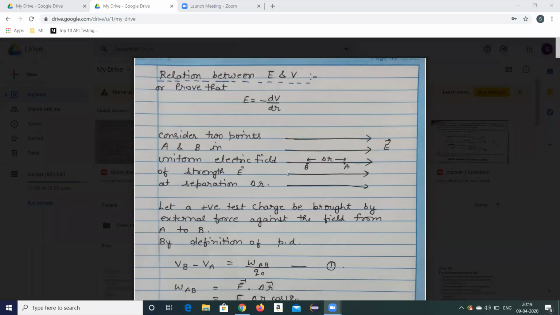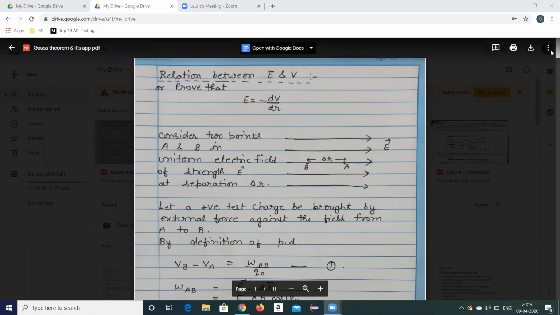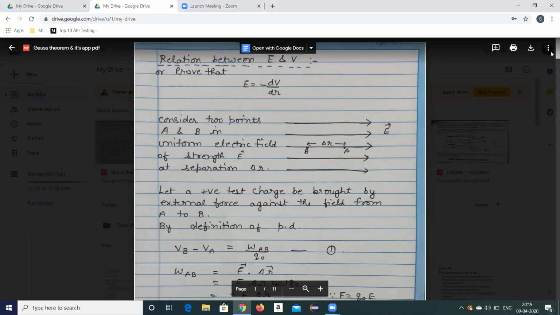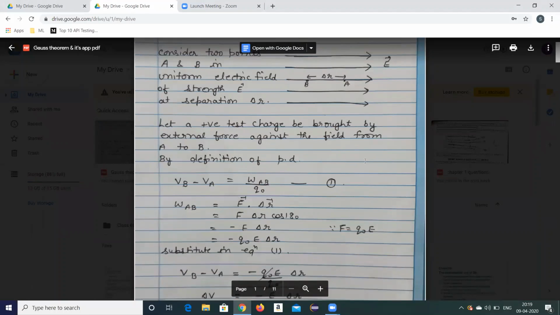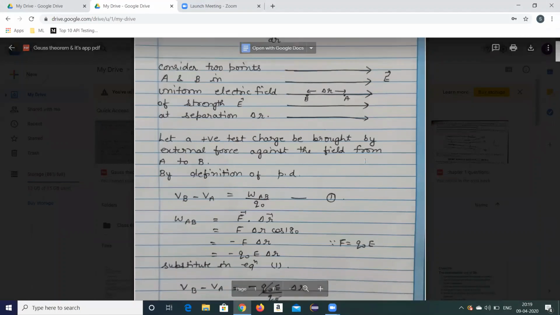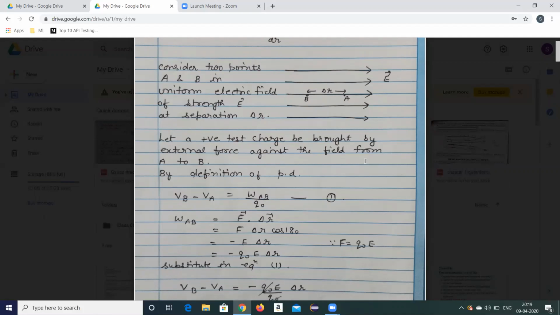Hello students, our topic is the relation between electric field and potential, or prove that E is equal to minus dV by dr. That is, electric field intensity is equal to negative of potential gradient. Consider two points A and B in a uniform electric field of strength E at separation delta r. That means A and B are two points separated by distance delta r in a uniform electric field.